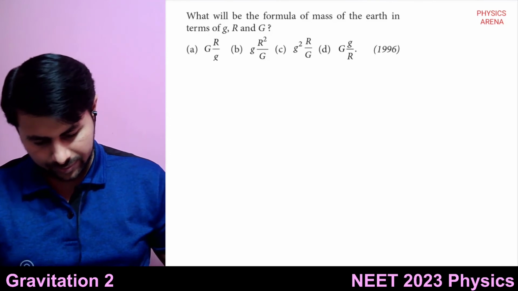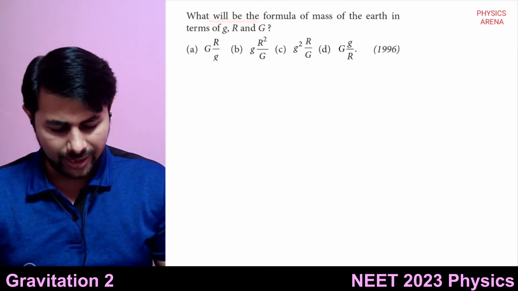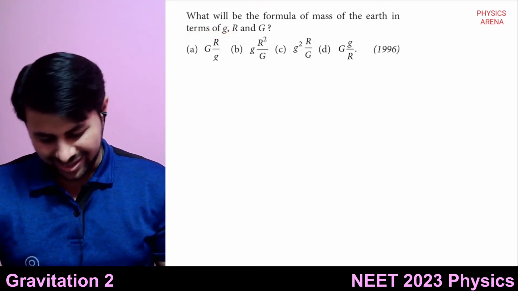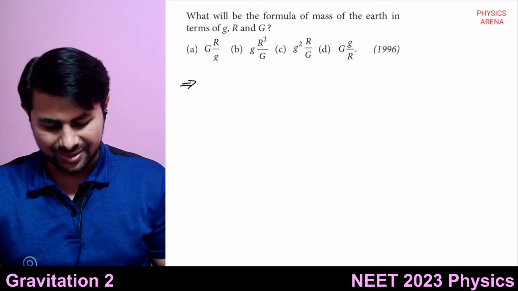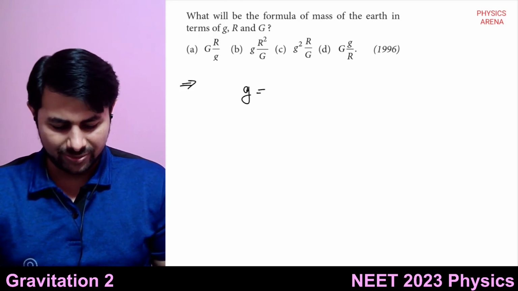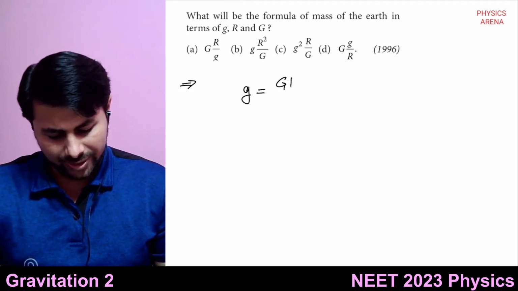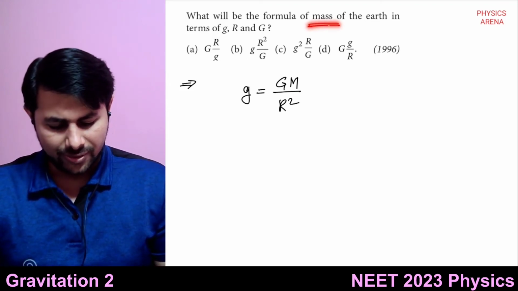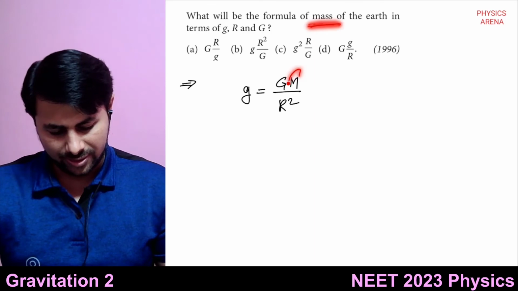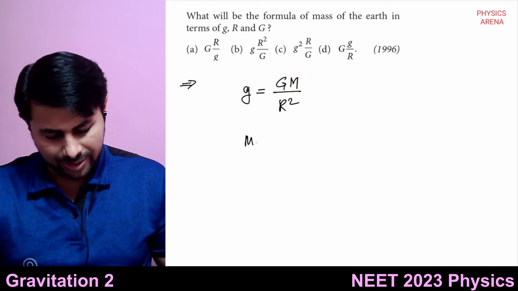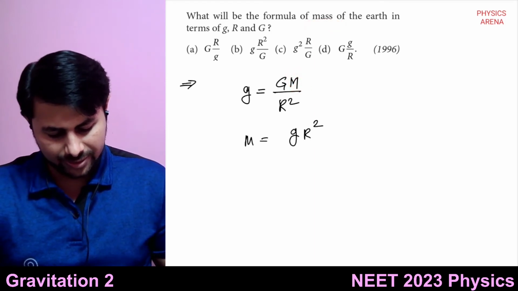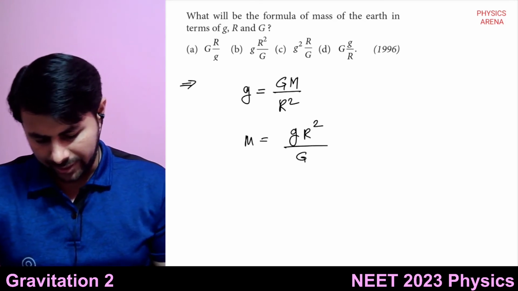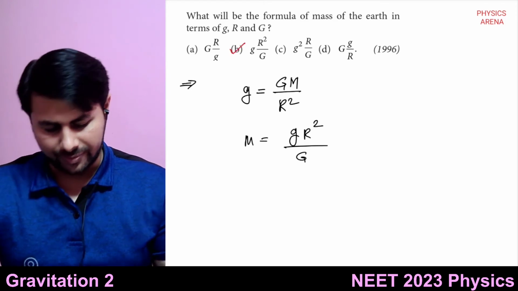Next question. What will be the formula of mass of Earth in terms of small g, r and G? This is very simple, right? We just have to remember g is equal to GM upon r square. Okay, so what is asked? What is the formula for mass? M is equal to g multiplied by r square divided by capital G. Okay, it is option B.